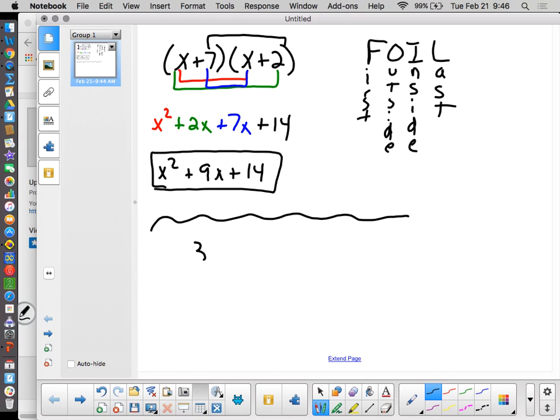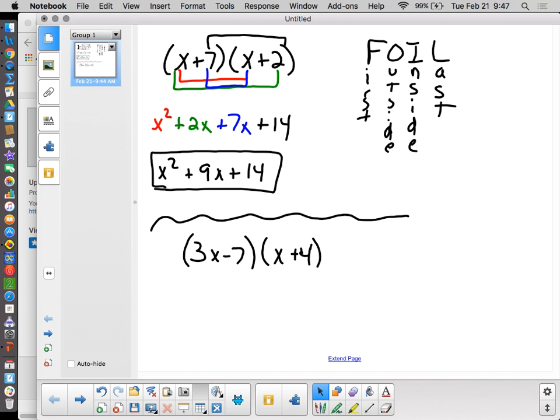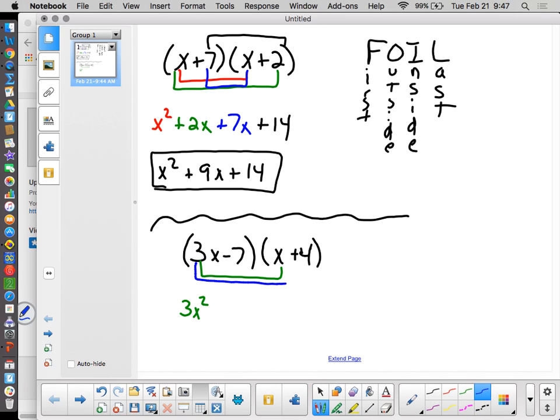Let's say I have 3x minus 7 times x plus 4, just to keep it interesting. We have to watch our signs when we FOIL, but we go ahead and do our procedure. First, 3x times x is 3x squared. Outside, 3x times positive 4 is positive 12x. Don't forget your signs.